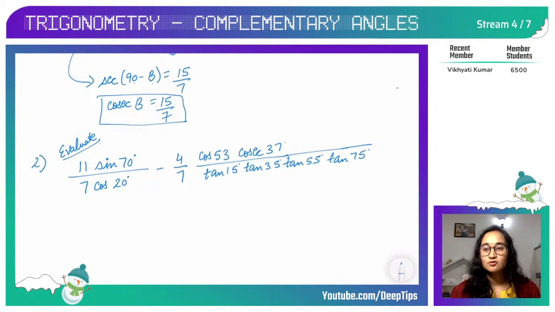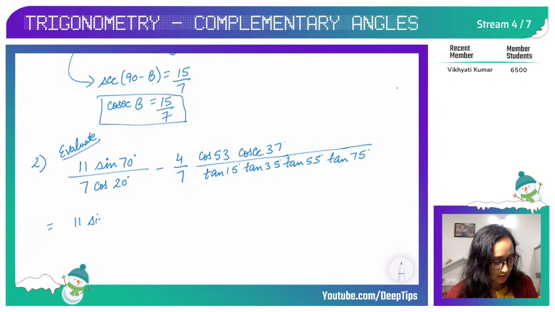Here we will use the complementary angles that we have learned. Complementary angles means the sum of two angles is 90 degrees. The trick to solve these questions is to first identify the pairs which add up to 90 degrees. When I look at the expression, sine 70 and cos 20 are written here, and the complement of 70 degrees is 20, because 90 minus 70 gives me 20. So can I write this sine 70 as it is? And let's do one change here.